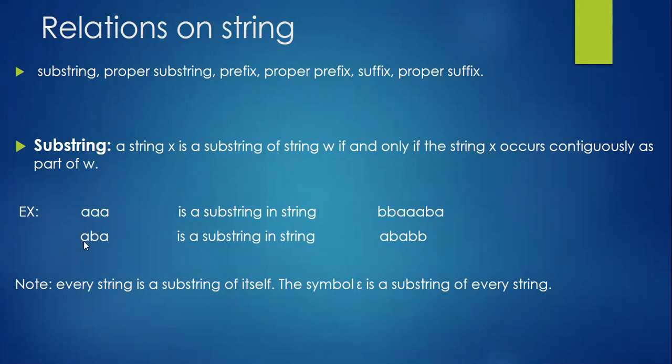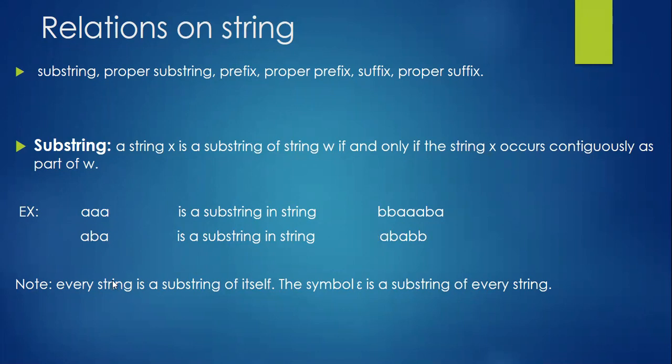Second example, ABA, a bit different example. ABA is a substring in the string, see, what is the W value? A, B, A, again double B. What are you looking for? ABA. Where is it residing? In the beginning itself. In the previous example it was in the middle, now it is in the beginning. It may be at the last also. If X is appearing continuously in W, then X can be called a substring of W.